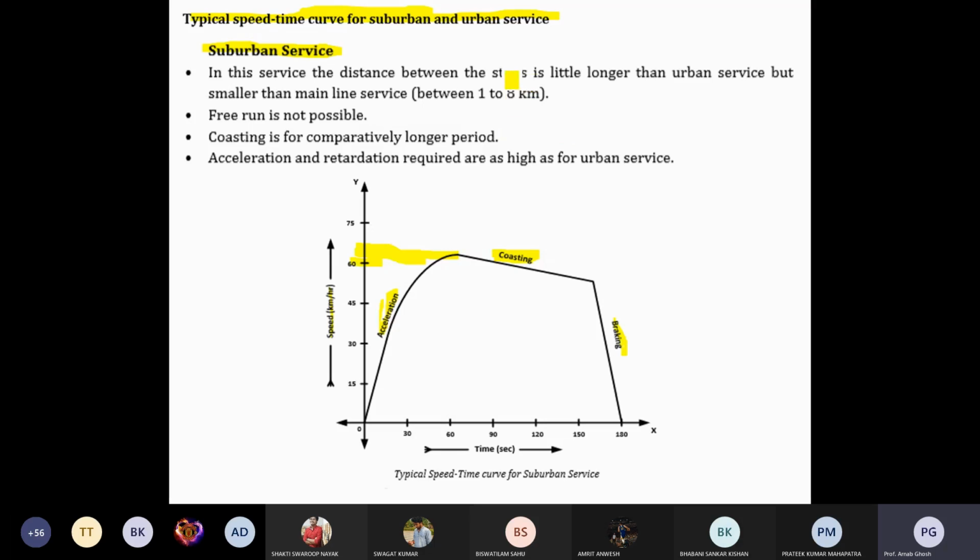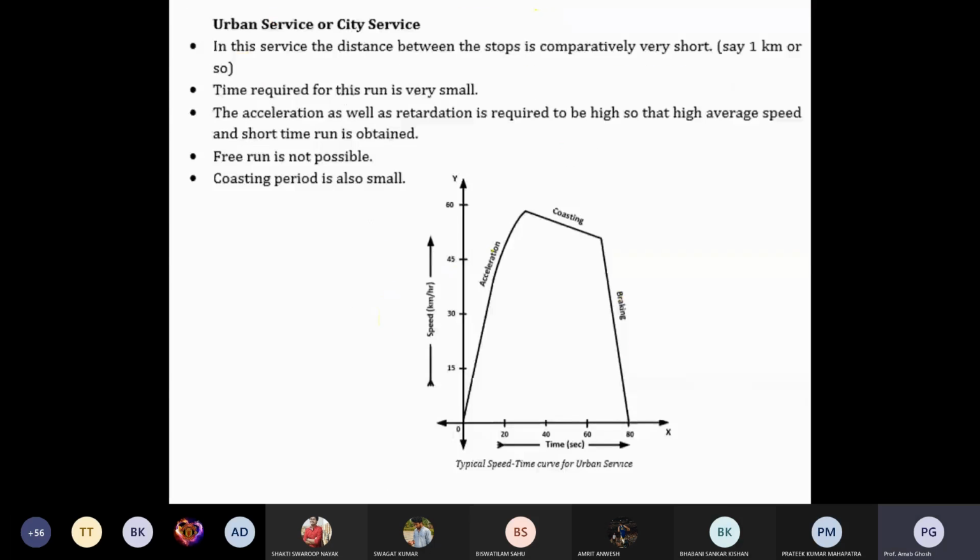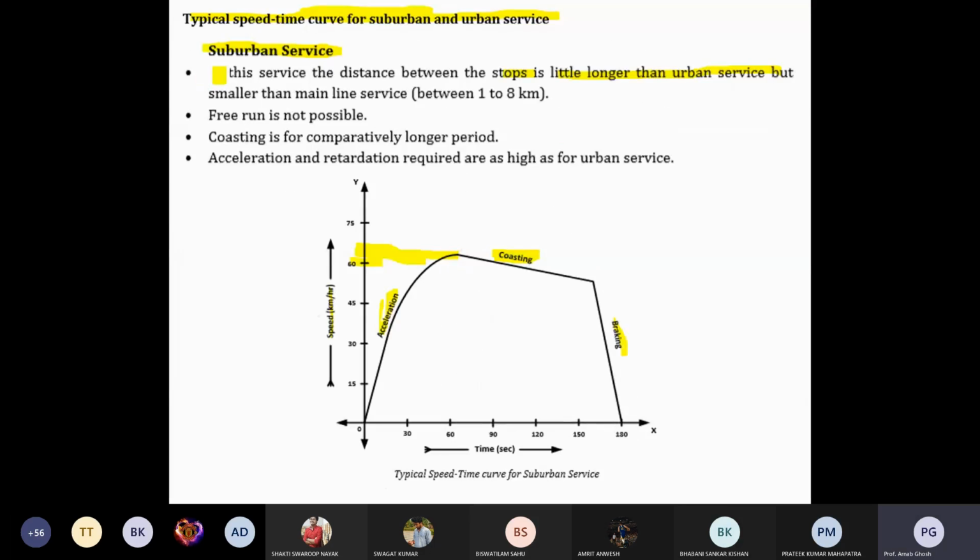So suburban means the distance between stops is longer than the urban service, it is 1 to 8 kilometer. That means it is less than the mainline service, but smaller than the mainline service. Free running is not possible for the suburban case. The coasting is for a comparatively longer period. Acceleration and retardation required are as high as the urban service. So that portion you can know.